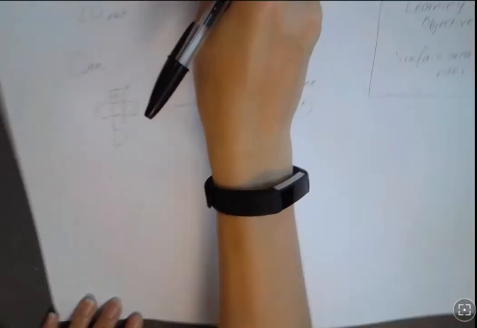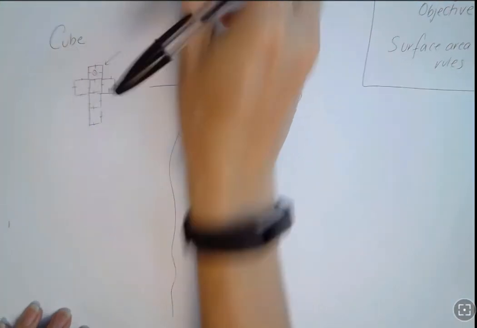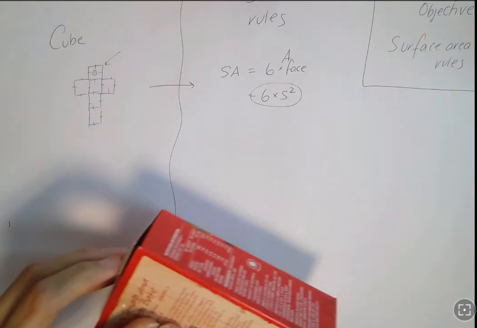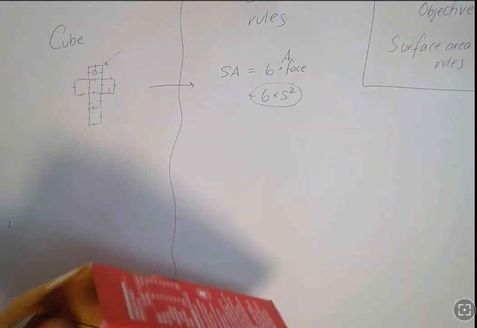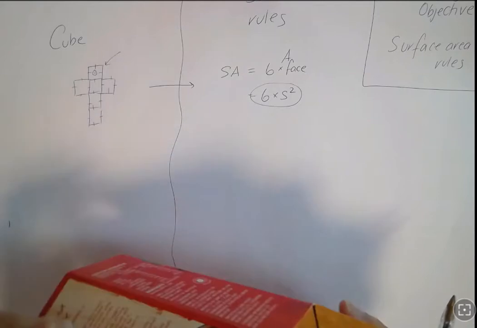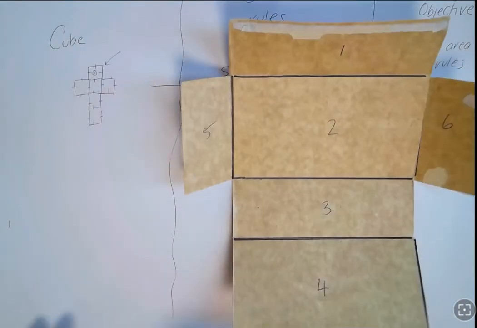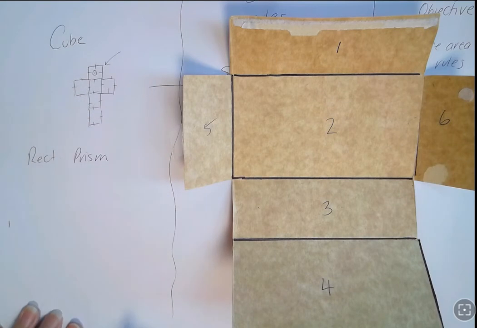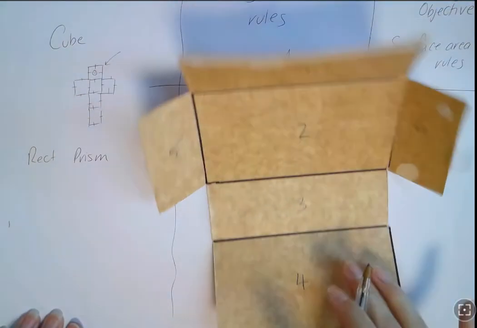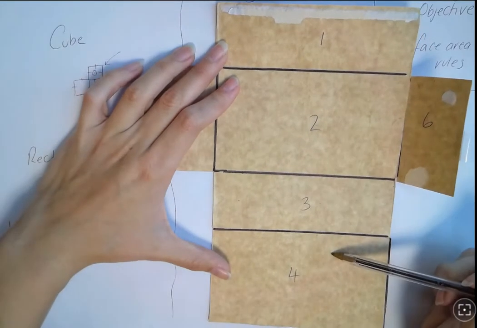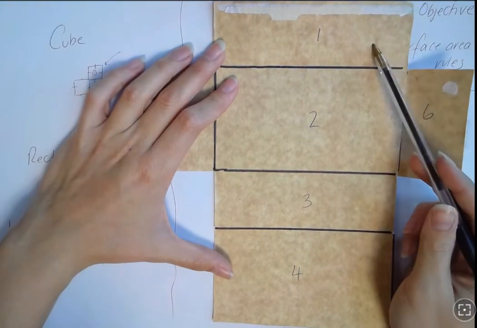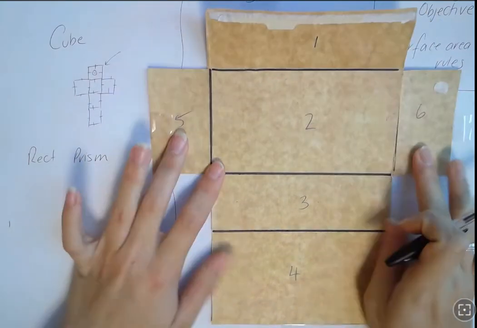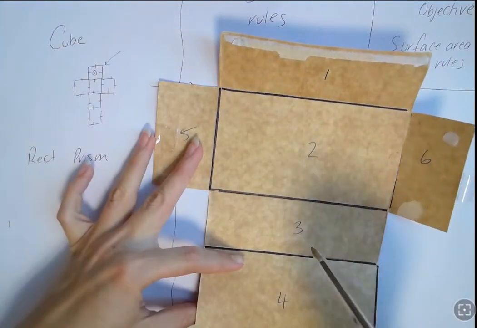If we now look at our rectangular prism, so a little box here. This is a pretty common shape that we see, and if we unfold it, it is very similar to a cube. It's got those 6 faces again. But this time we've got some different shapes. So you can see very clearly that 2 and 4 are exactly the same size, 3 and 1 are the same size, and 6 and 5 here are the same size.